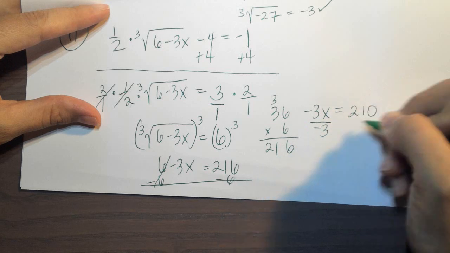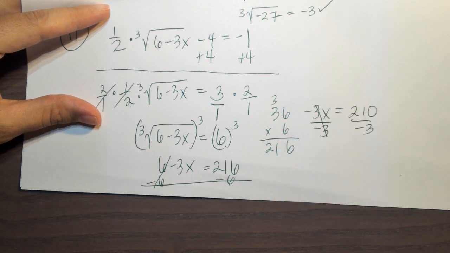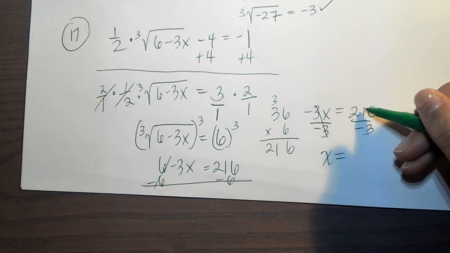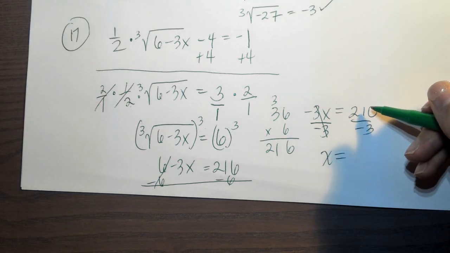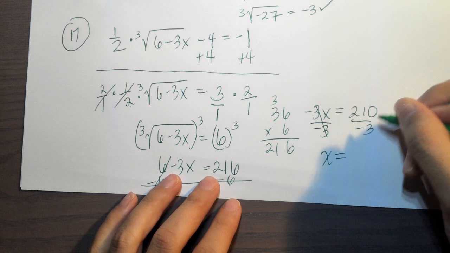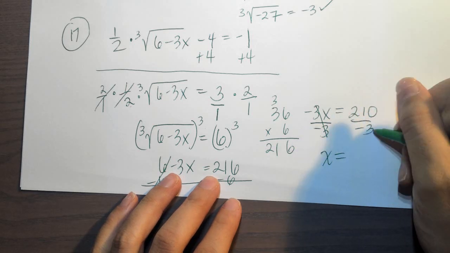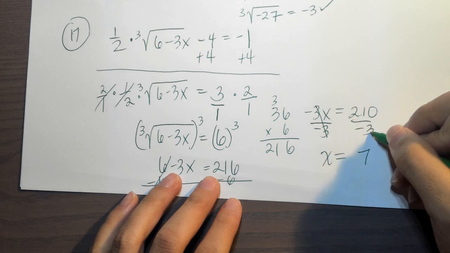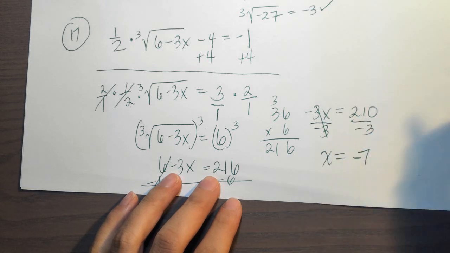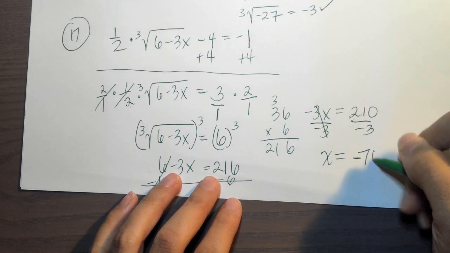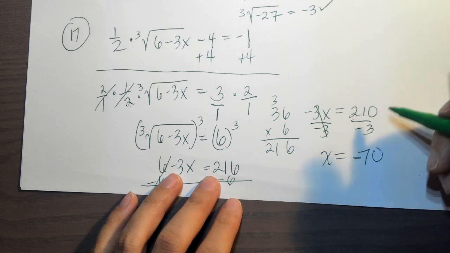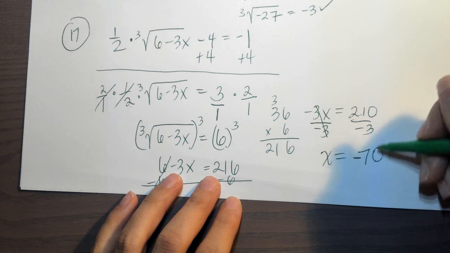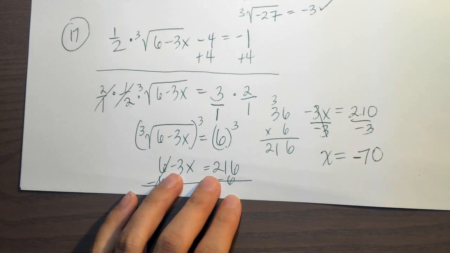Divided by negative 3. That cancels right here. So x equals, now 3 goes into 21 7 times. So 7, right, 21 divided by negative 3 is negative 7, and then you have a 0, so it's negative 70. So stick on the 0 right there. So negative 70 times negative 3 will give you positive 210.